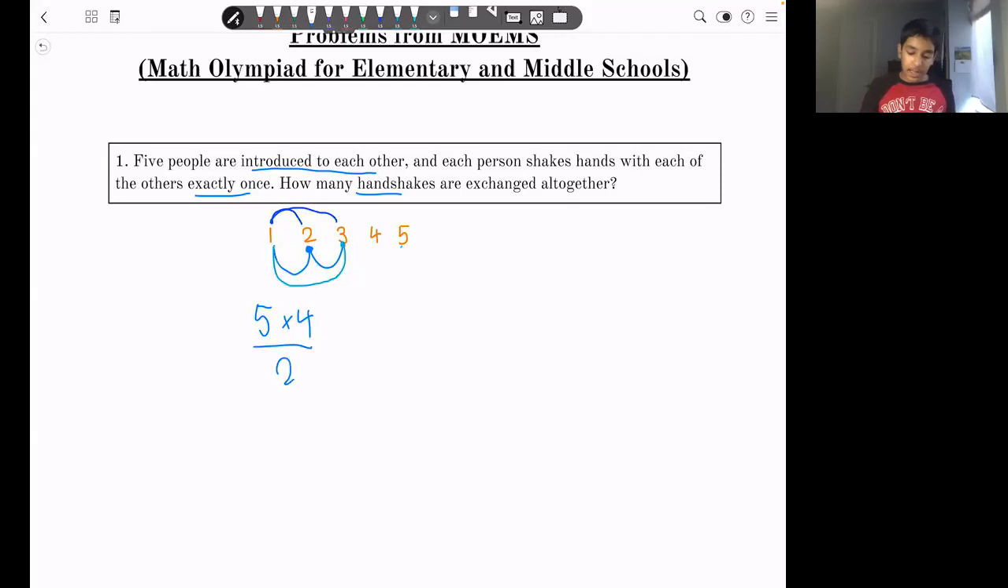The reason for this, again, when you're exchanging 2 handshakes, rather than just counting from one person to the other, you're counting the opposite. So that's why you divide by 2 to get 10. Any questions on this method?